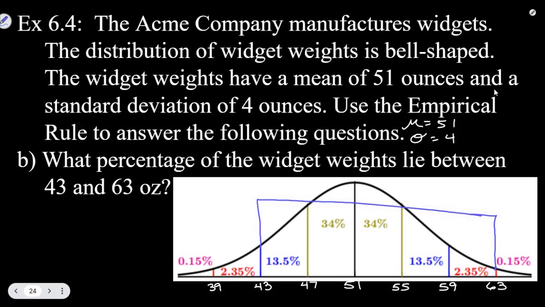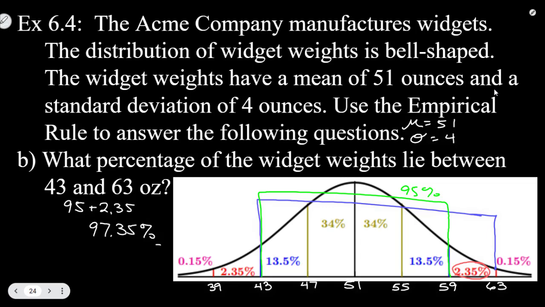I know from our empirical rule that the distance from here to here is 95%. Then we know that we're going to add this extra little chunk to it, 2.35%. So 95 plus 2.35 is going to give us 97.35%. And that is the percentage of values that would be between 43 and 63 ounces.